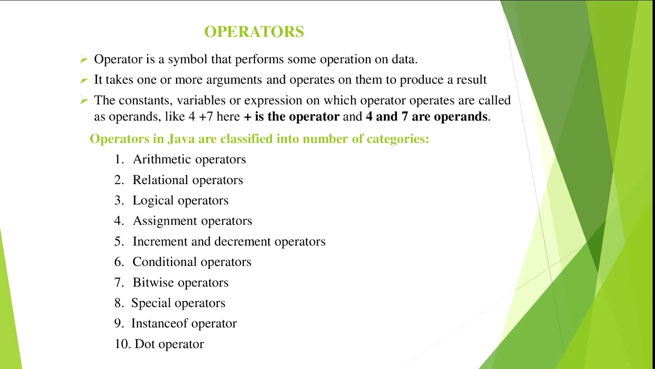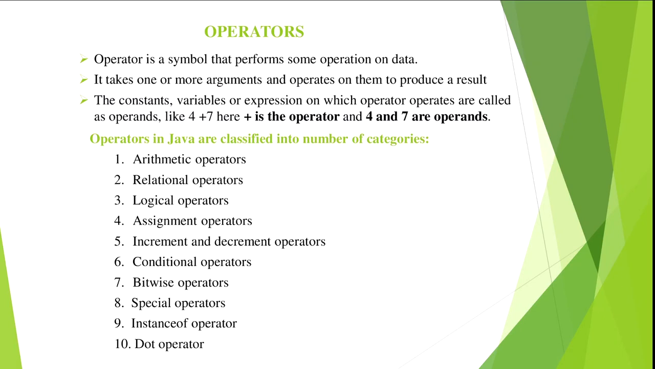Dear students, in this video you learn about the various operators in Java programming language. First of all, we see what we mean by the operator. An operator is a symbol that performs some operation on the data. It takes one or more arguments and operates on them to produce a result. The constants, variables, or expressions on which an operator operates are called operands.